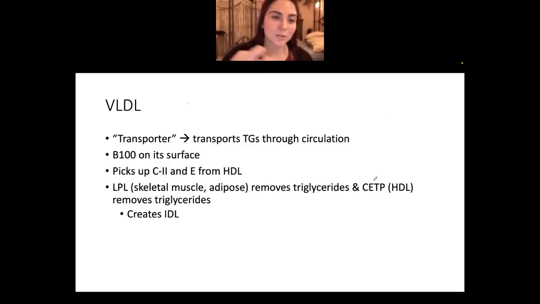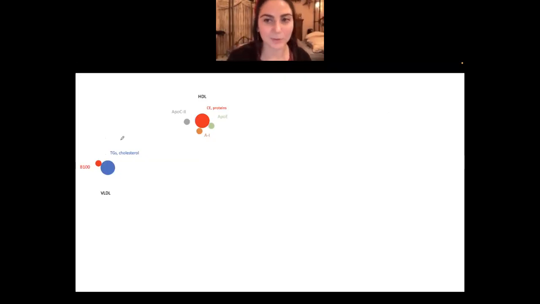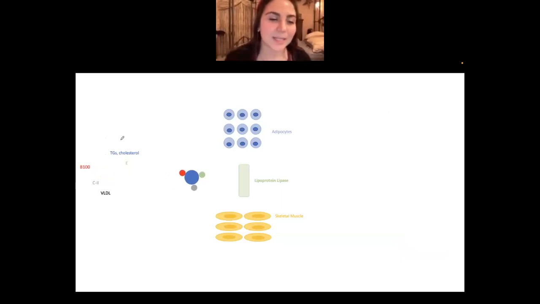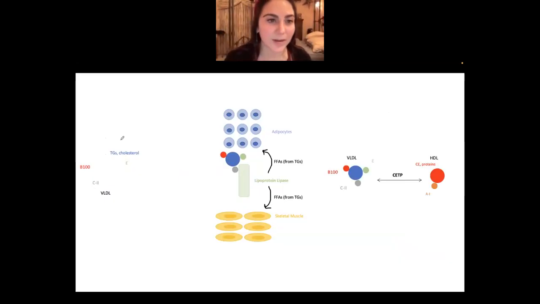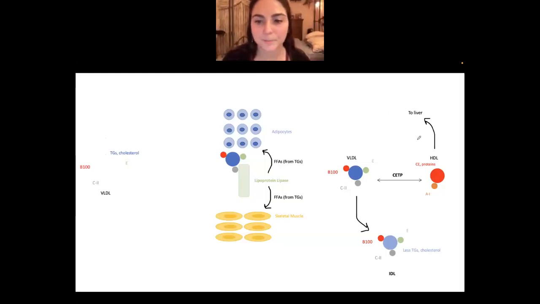CETP also removes some of those triglycerides, and at the end of the day, when we're removing some of these triglycerides, we're creating IDL, intermediate density lipoprotein, right? So here's that process. Here's VLDL. It picks up C2 and E from HDL. Now it goes to find lipoprotein lipase, which requires C2. And then you get basically breakdown of those triglycerides into free fatty acids that the fat tissue and the skeletal muscle can uptake. And then that whole process from before where CETP can take some of the triglycerides and give it to HDL, and they can just basically swap the cholesterol esters for it.